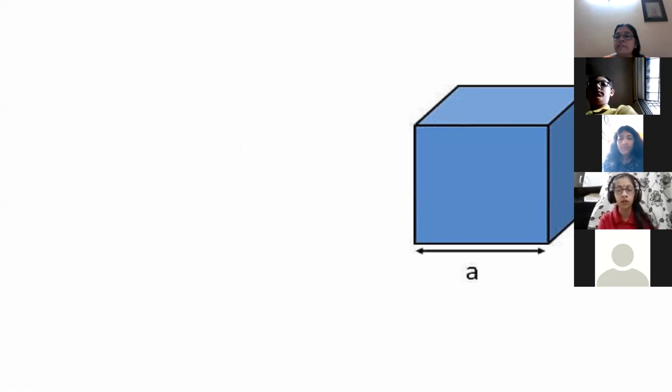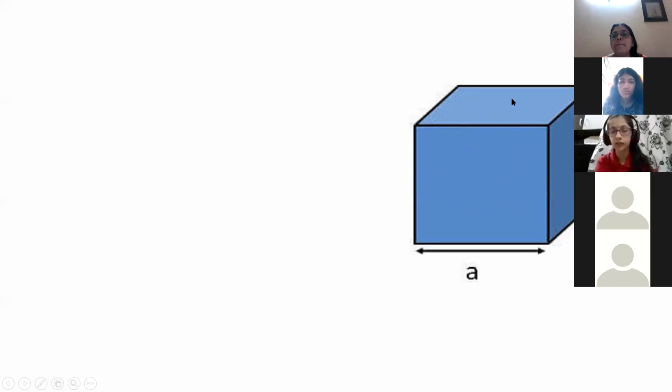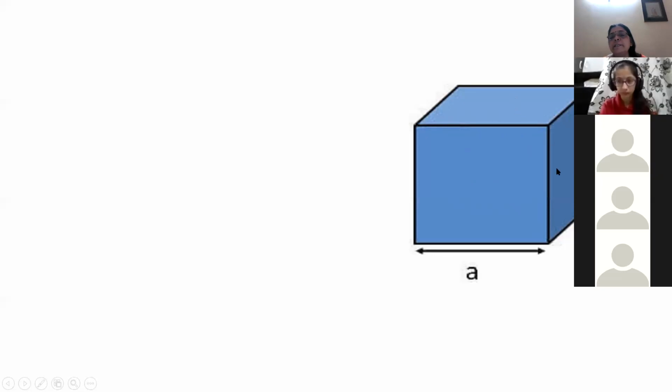All are same. And if you see the faces, what is the shape of this? You can see my arrow. What is this surface? Square. Upper surface? Square. Side surface? Square. So now tell me how many faces are there to this cube? If you take a cube, how many faces do you find? 6 faces are there. Okay.